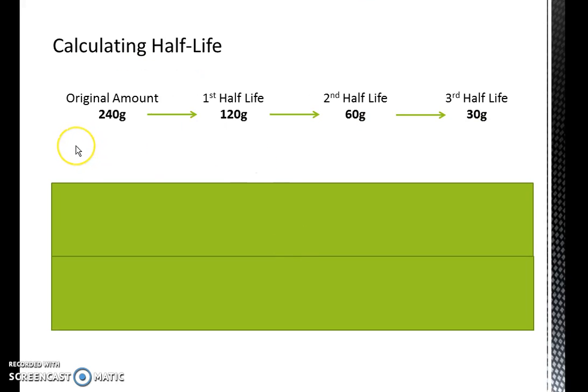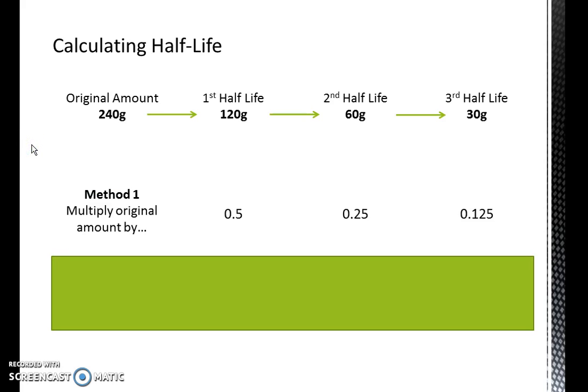Okay, so calculating half-life, let's look at how this works. Here's an example. Our original amount is 240 grams. At the first half-life, we'll be left with 120 grams. After the second, it's half of what there was before, so 60, and so on. So the first method you can use for calculating half-life is multiplication. You can take the original amount, the 240 grams, and for the first half-life, multiply that by half. For the second half-life, you would multiply the original amount by a quarter, and so on.